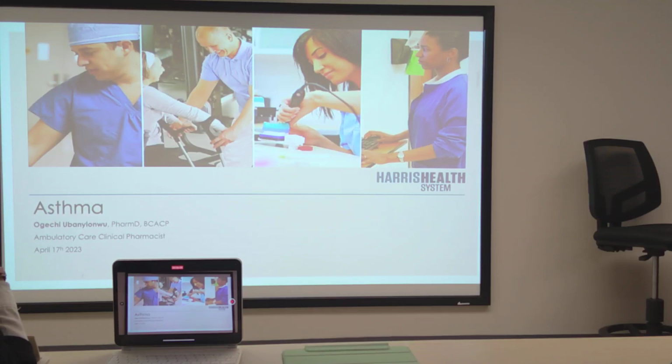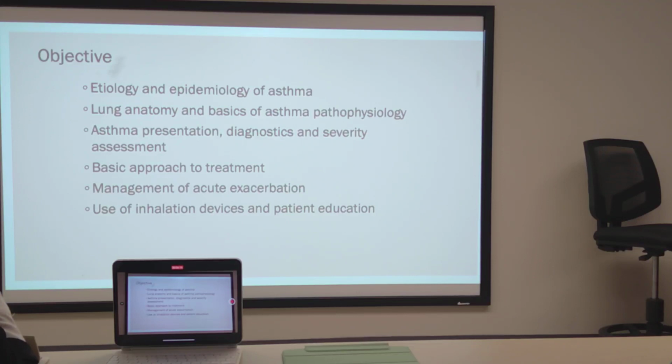Okay, so the objective of today's lecture is to discuss the etiology and epidemiology of asthma, lung anatomy, and basics of asthma physiology. We're also going to talk about how asthma is typically presented. We're going to go over some of the diagnosis and severity of asthma, and also the basic approach to treating asthma. We're going to dive just a little bit into the management of acute exacerbation of asthma, and then lastly, review how to use some of the inhalation agents as it relates to medication therapy management for asthma.